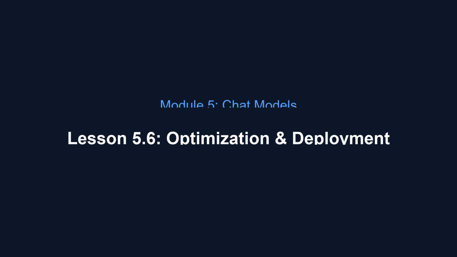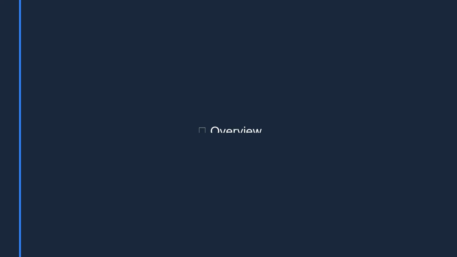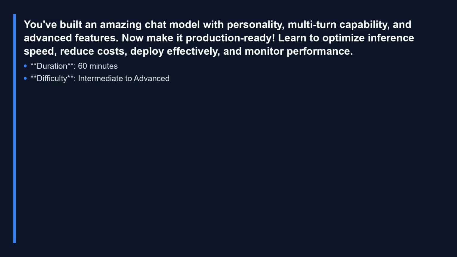Welcome to lesson 5.6, Optimization and Deployment. Overview. You've built a chat model with real personality, multi-turn capability, and advanced features like function calling and retrieval. Now comes the part that separates a research experiment from something you can actually ship: making it production ready.